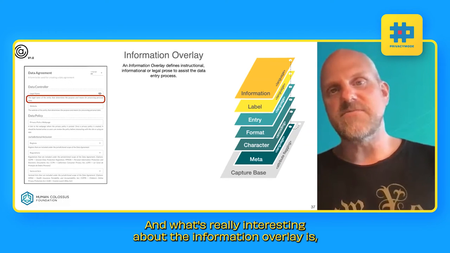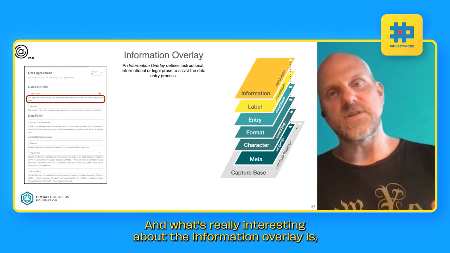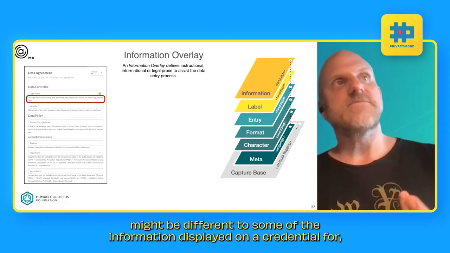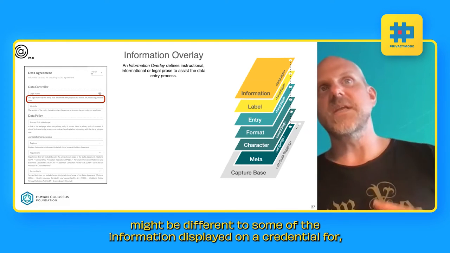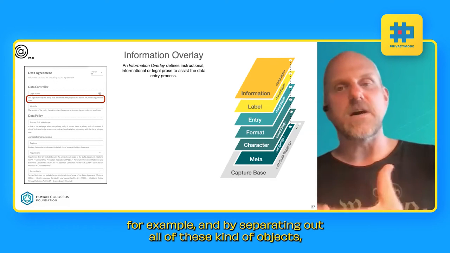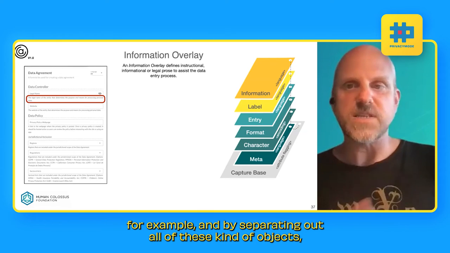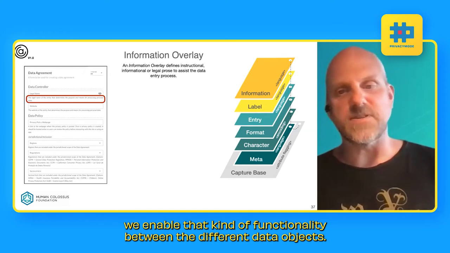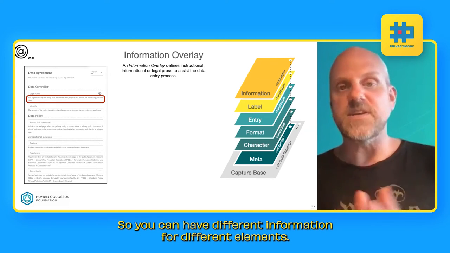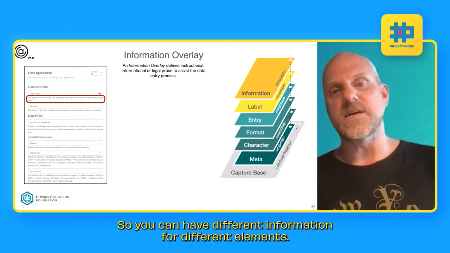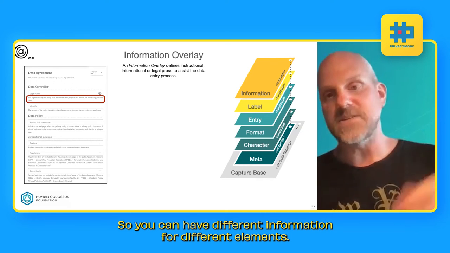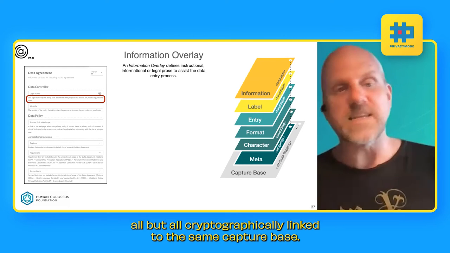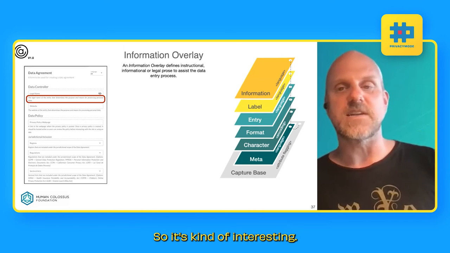What's really interesting about the information overlay is that the information displayed on a data capture form might be different to some of the information displayed on a credential, for example. By separating out all of these objects, we enable that functionality between the different data objects. So you can have different information for different elements, but all cryptographically linked to the same capture base. So that's interesting.